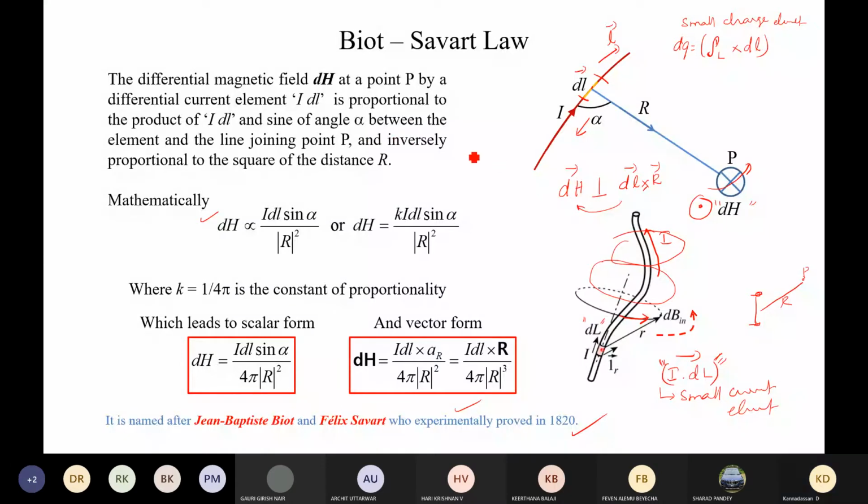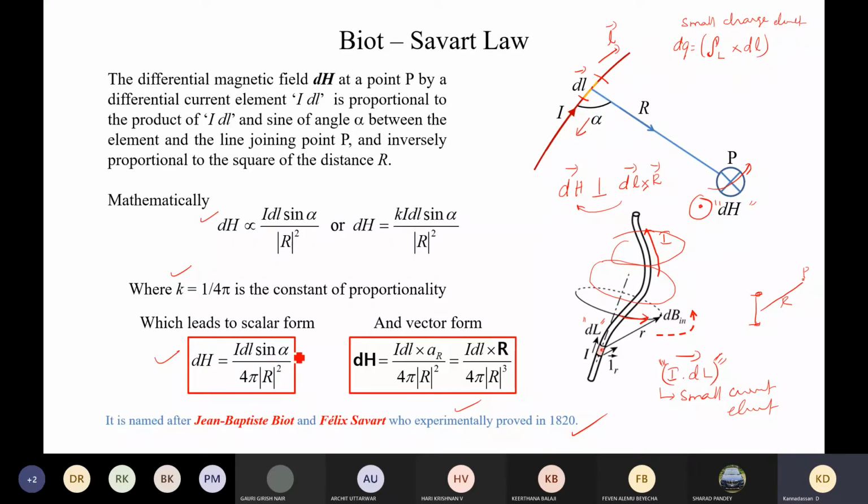The magnitude of dH is given over here. In general, we always add a proportionality constant, and it is experimentally proved that it is 1 by 4 pi. By substituting that, we get the scalar form: I into dl sine alpha, where alpha is the angle created by the line vector joining the small current element to the point P with respect to the line vector itself.